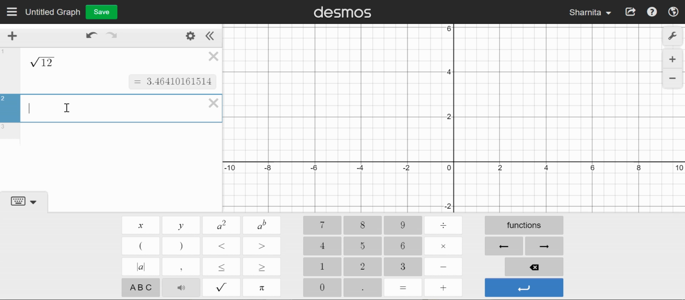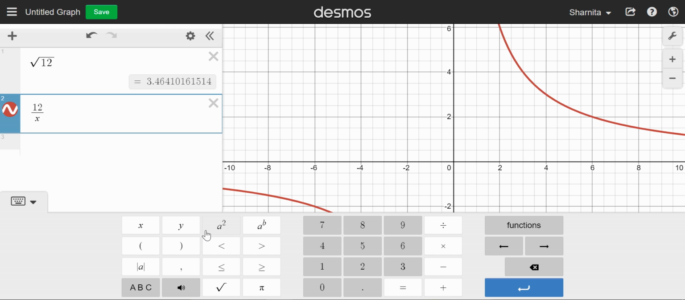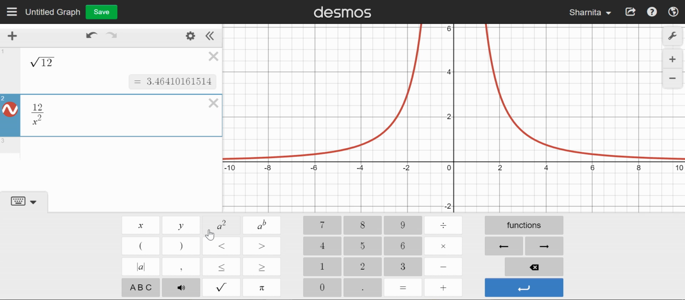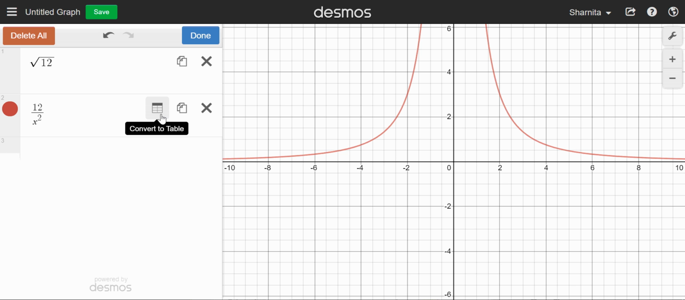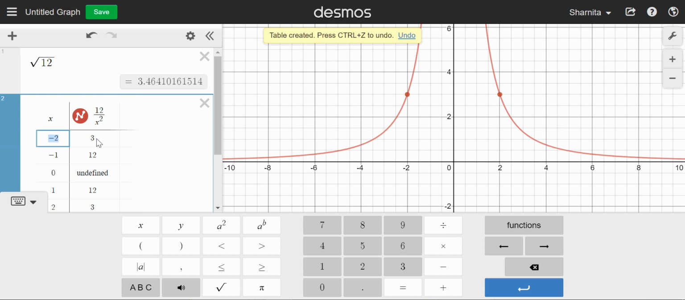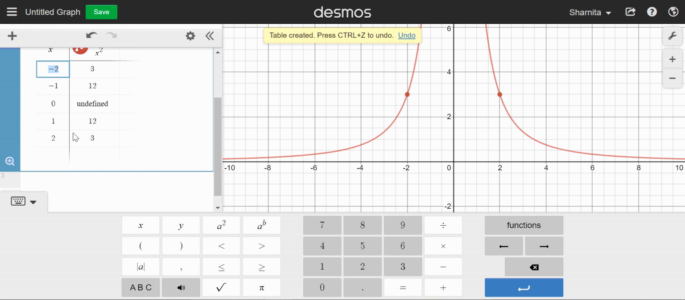First of all, you're going to put whatever number is under the radical, which is 12, and then you're going to say divided by x squared, because you're finding the square root, so you have to square it. Then we're going to hit our little tool here to edit, and we're going to hit our table so we can get a table of values. Now, it only goes to a certain number, but you can just keep going to get to the next number.